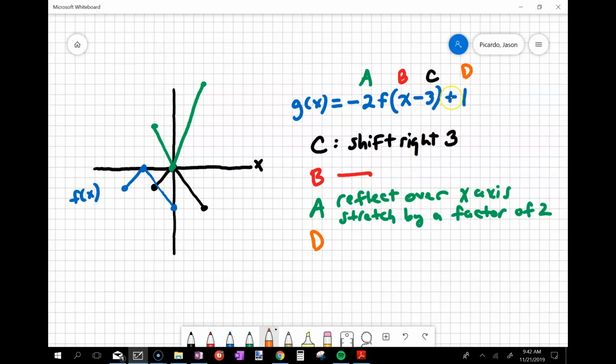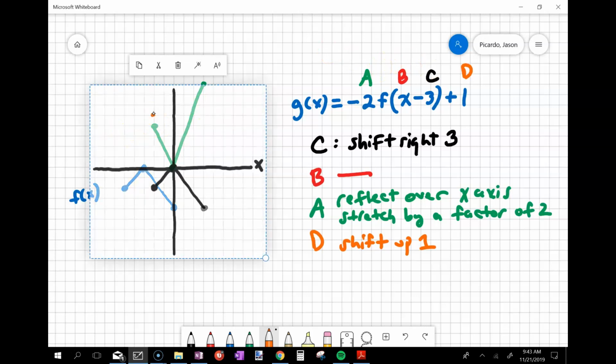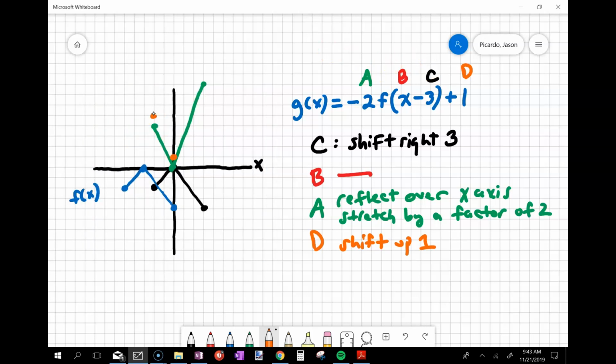And what's this +1 going to do? Vertical or horizontal motion? Vertical, because it changes which values? Y values. What am I going to do to the Y values? Shift it up 1, which means I'm going to take the Y values and simply add 1 to them, right? So I'm going to shift up 1 unit. And so when I shift up 1 unit, this point goes up 1, up 1, up 1, and there's my final curve. Yes?